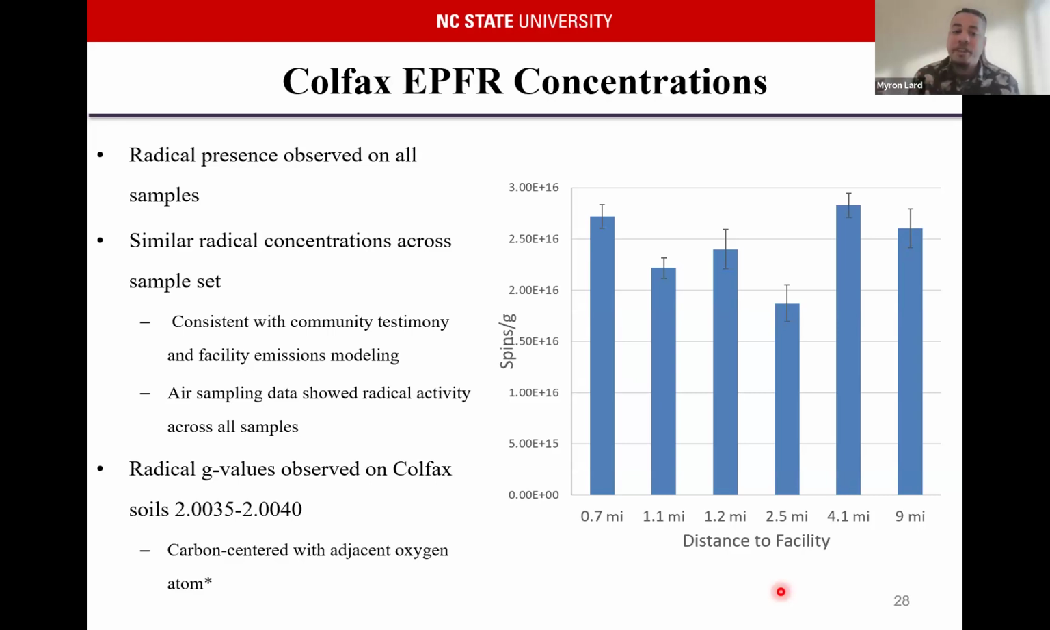We found radical G values on the Colfax samples that were a little bit higher than what we measured on the East Palestine samples, which is important. I will talk a little bit more about the radical G values towards the end of the presentation. But it is important to notice that the Colfax samples were a little bit higher than the East Palestine samples when we look at the G values.